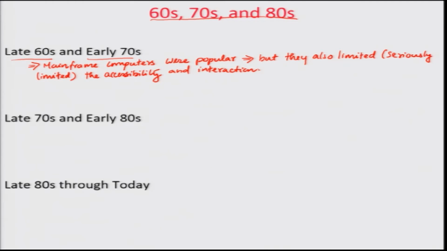Okay. So, mainframe computers were getting popular at that time, but because it's a mainframe, you had to be at a terminal right next to the mainframe. So, you had to move to where the computer was. And that seriously restricted the accessibility and interactive approach, because it was still mostly a textual interface. Okay. There was really no GUI or graphical user interface at the time.